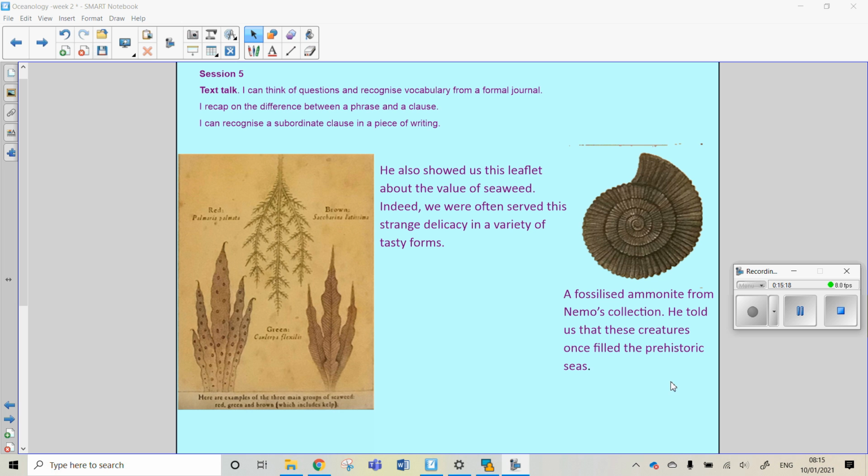A fossilized ammonite from Nemo's collection. He told us that these creatures once filled the prehistoric seas. Okay, let's move on to the main objective for today's lesson. Recapping on the difference between a phrase and a clause, and then recognizing a subordinate clause in a piece of writing.